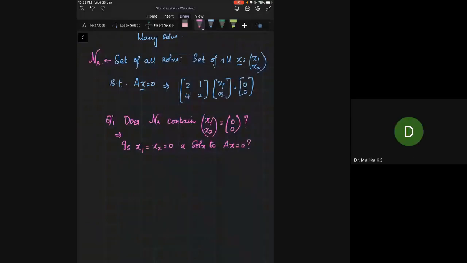Yes, sir. It is always a solution to Ax equal to 0, which means Ax equal to 0 is a consistent system, which means it always contains a solution. What is its solution? X equal to 0 is always a solution. So the answer is yes. So NA contains the 0 vector, (0, 0).